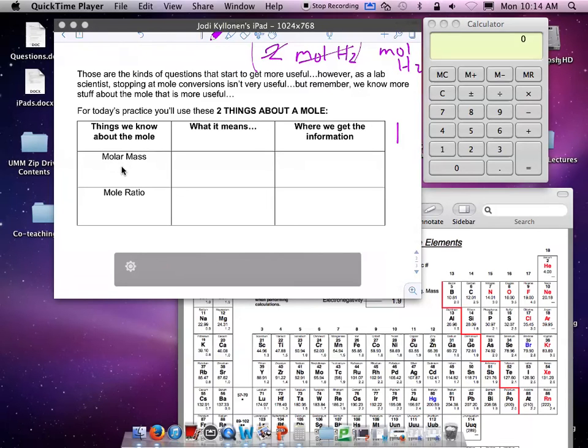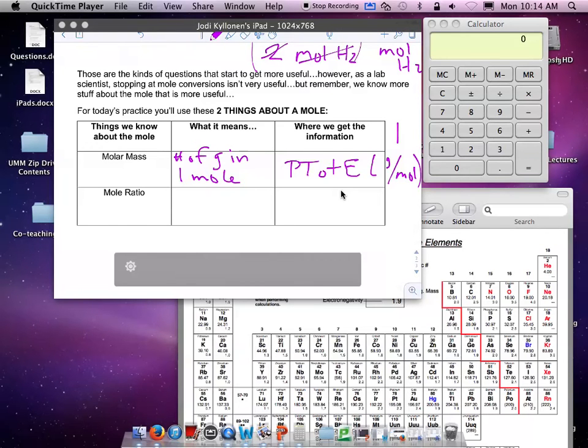Well, we can use molar mass. Because remember, molar mass is really just the number of grams in 1 mole. And that comes from the periodic table, remember? So, the periodic table, you look up the atomic mass, and then you give it the label grams per mole.